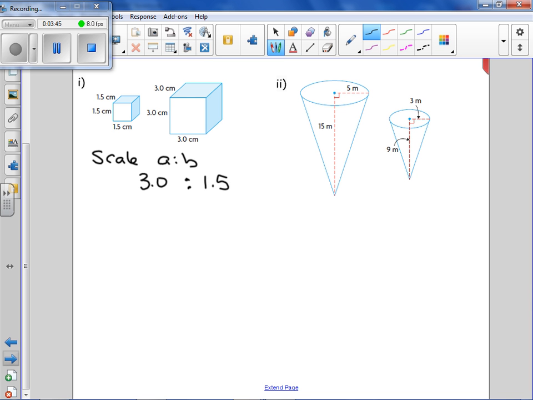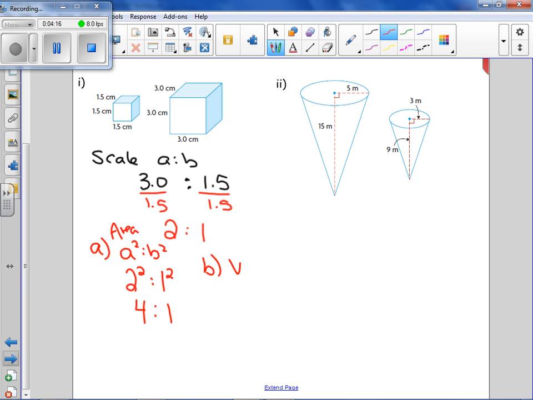Now I know that I can divide both 3 and 1.5 by 1.5, so I'm going to reduce this to make my math a little bit easier. And so I get a scale factor of 2 to 1. Now A wants to know what is the ratio of their areas. So remember, areas is a squared to b squared. So my a is 2 and my b is 1. 2 squared is 4. 1 squared is 1. So that was my area.